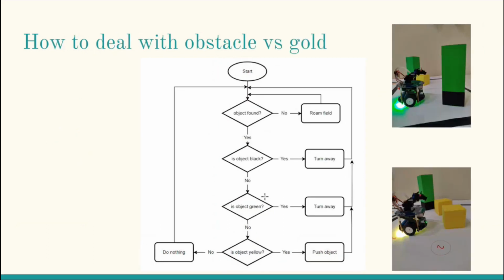So to deal with the obstacle versus goal, I'm using the camera to see the colors of the obstacles and the goal. If the camera senses a black or green color, it is determined to be an obstacle, so it will turn away. And if the color is yellow, it will just push the object.